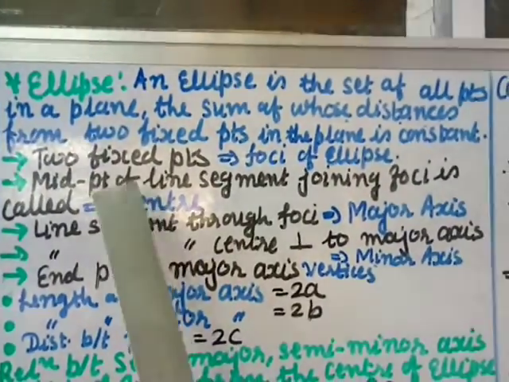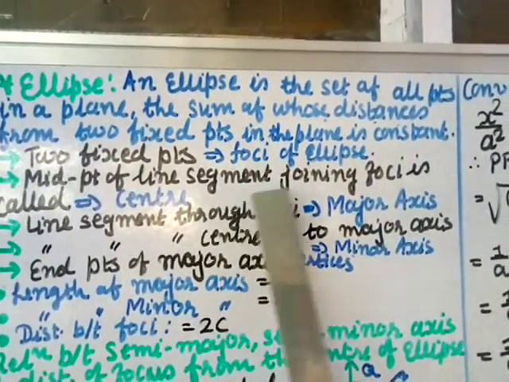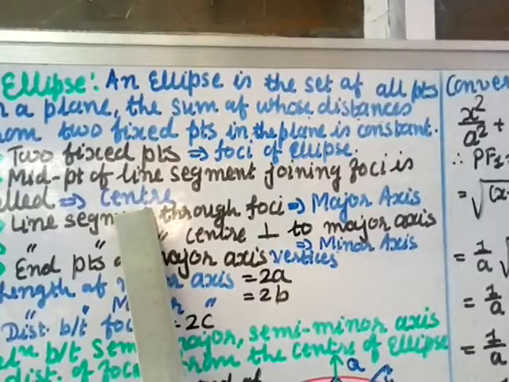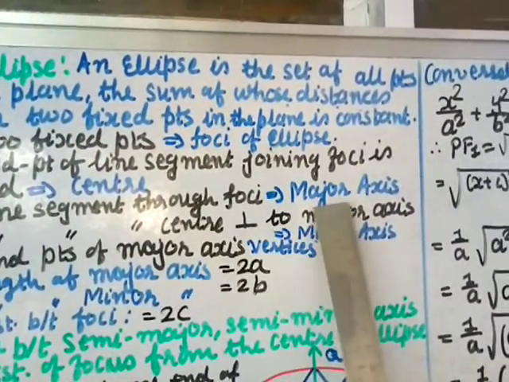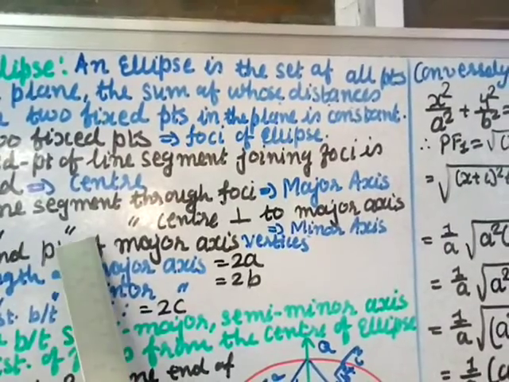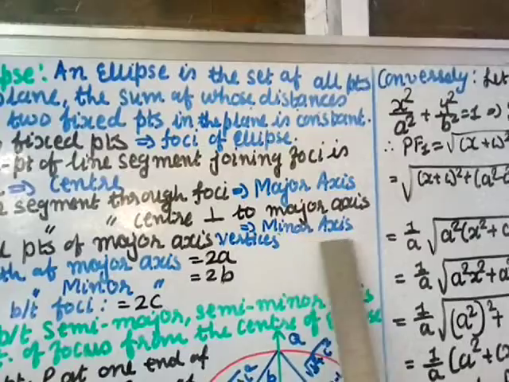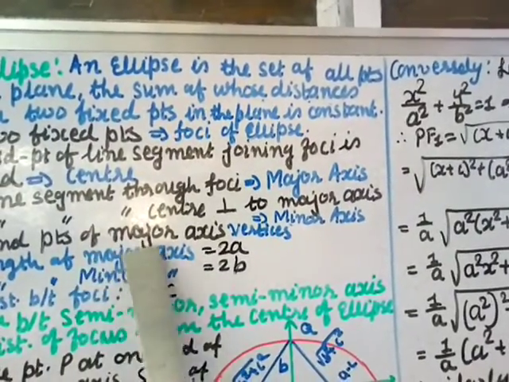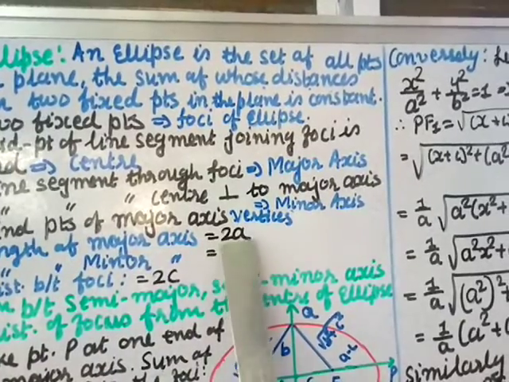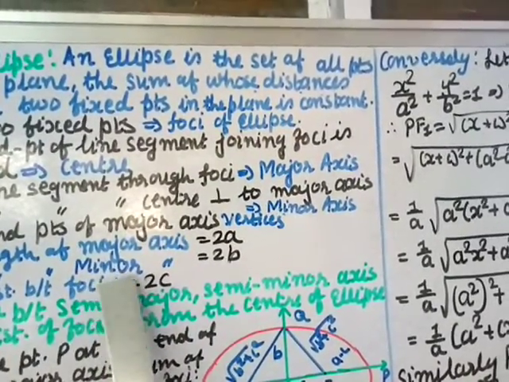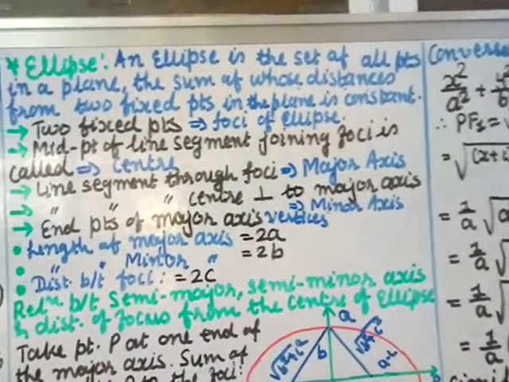The two fixed points are called foci of the ellipse. The midpoint of the line segment joining the foci is called the center. The line segment through the foci is called your major axis. The line segment through the center but perpendicular to the major axis is called the minor axis. The end points of the major axis are called vertices. The length of the major axis we call 2A, the length of the minor axis is 2B, and the distance between the foci is 2C.